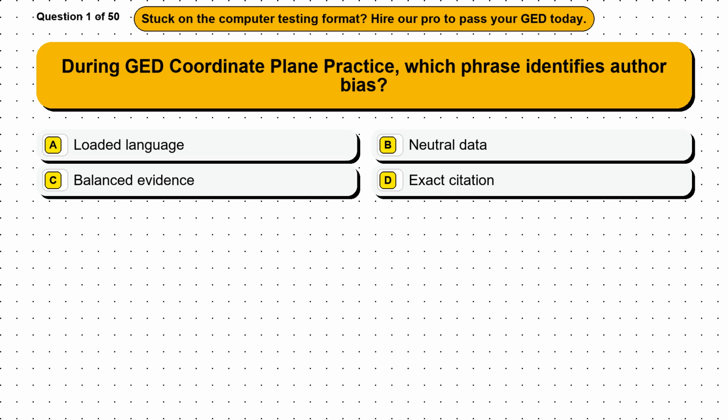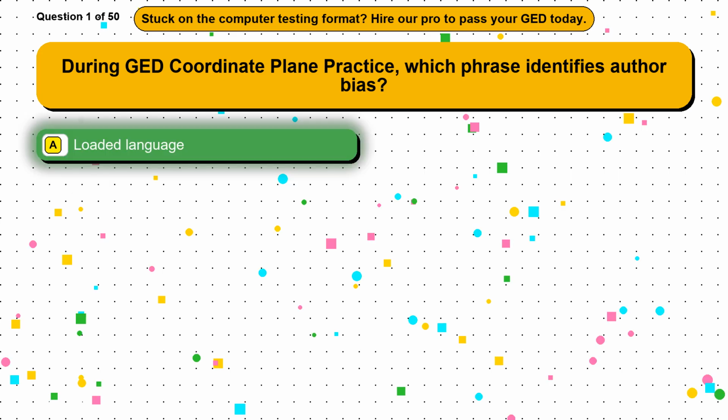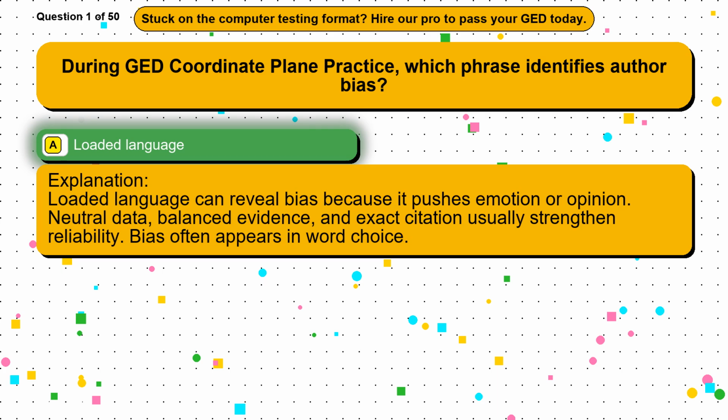Question 1. During GED Coordinate Plane Practice, which phrase identifies author bias? Option A, loaded language. Option B, neutral data. Option C, balanced evidence. Option D, exact citation. The correct answer is option A. Loaded language. Loaded language can reveal bias because it pushes emotion or opinion. Neutral data, balanced evidence, and exact citation usually strengthen reliability. Bias often appears in word choice.